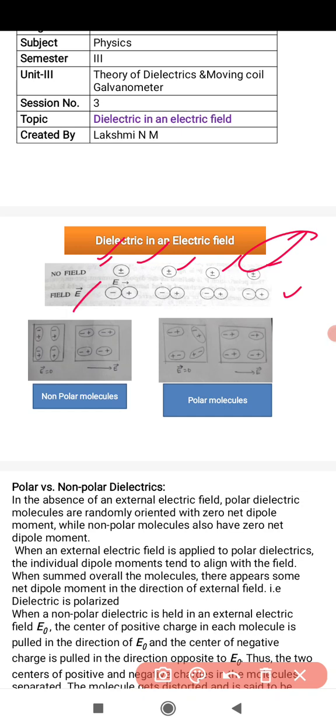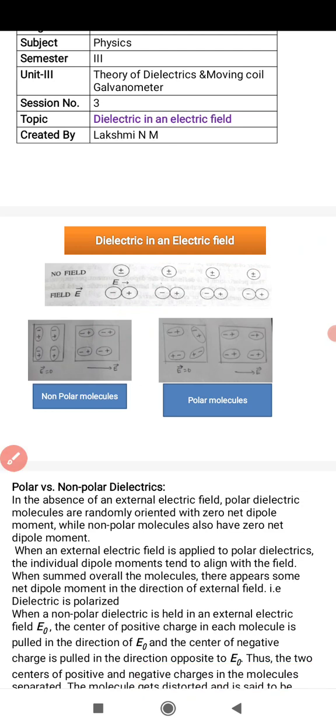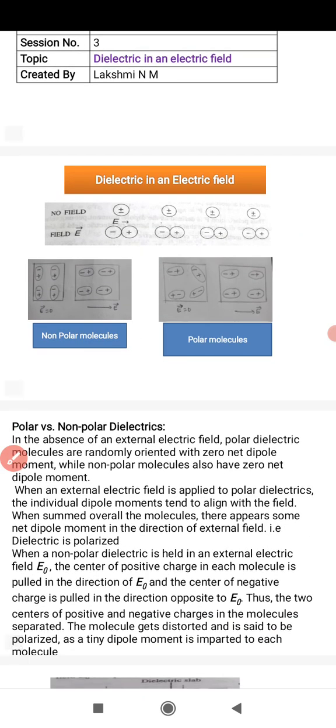After the application of the electric field, the positive charges will be aligned in the direction of the external electric field, and negative charges will be obtained in the opposite direction. These two charges, separated by a small distance, form dipoles in the presence of the electric field. Now the second diagram shows polar and non-polar molecules in the presence and in the absence of an electric field, and how they can be aligned.